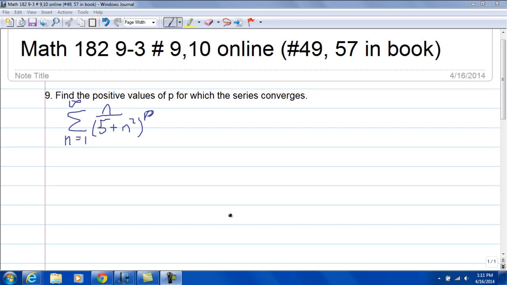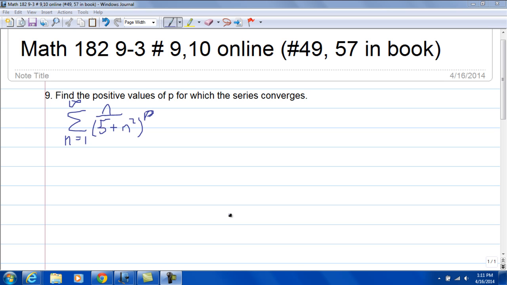Okay, now we're doing from 182, 9-3, numbers 9 and 10. Now 9 corresponds to 49 in the textbook, and 10 corresponds to 57 in the textbook.